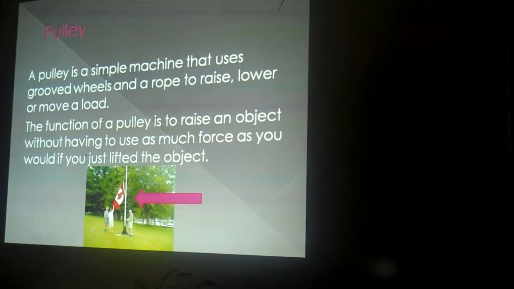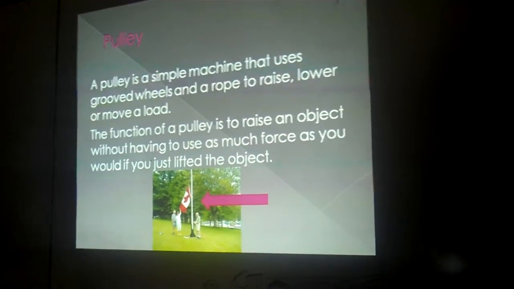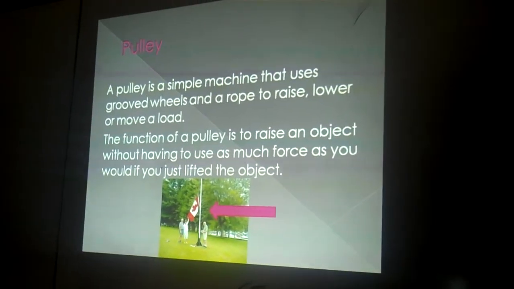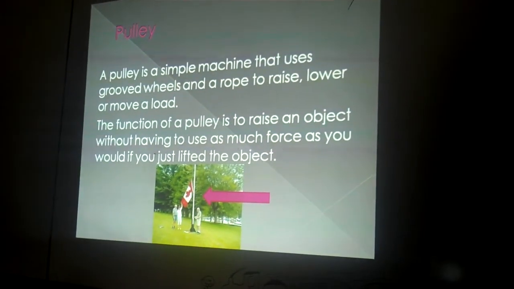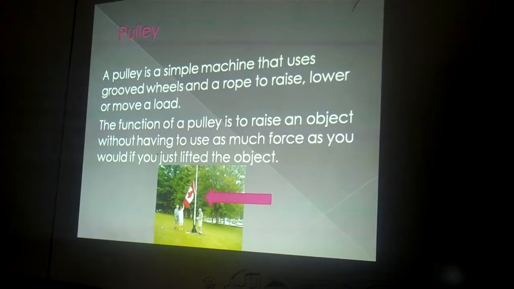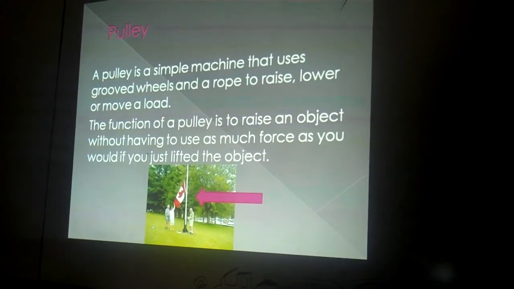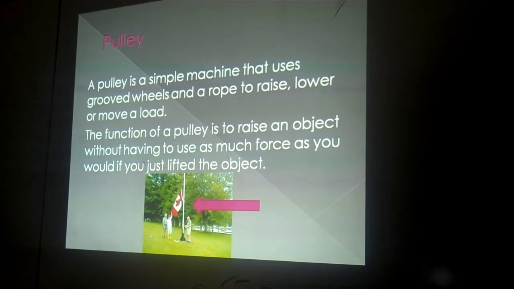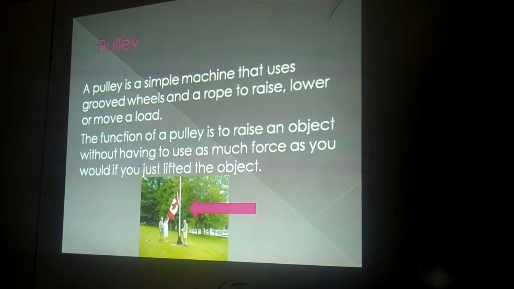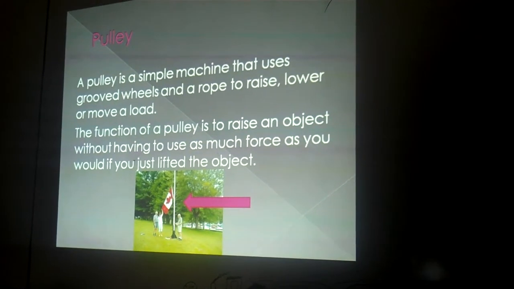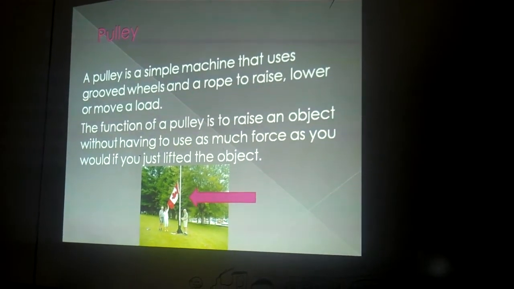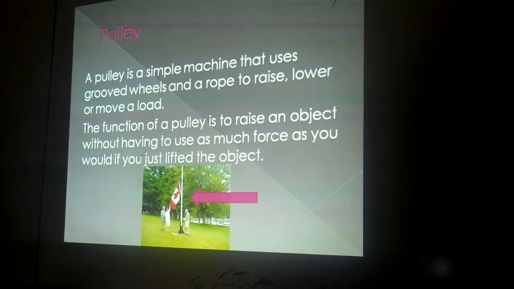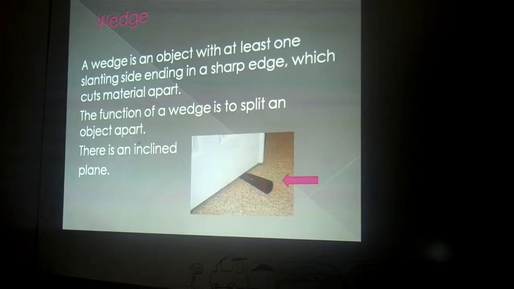And right here is a pulley. A pulley is a simple machine that uses grooved wheels and a rope to raise, lower, or move a load. The function of a pulley is to raise an object without having to use as much force as you would if you just lifted the object. In this picture, a flag isn't really that heavy, but we just can't get up there, so that's why we need a pulley to do it. And that's the pulley where the little arrow is.